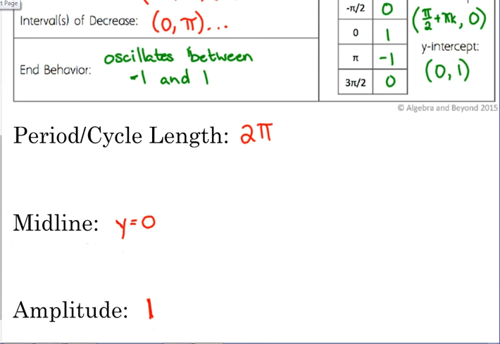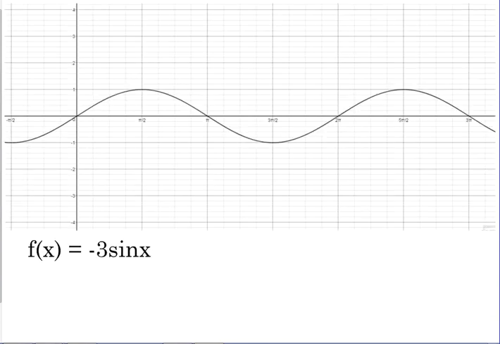Okay, let's look. This is not on your paper, but flip back over to the sine side. At the bottom here, I just want you to write this function, f of x is equal to -3 sine of x.